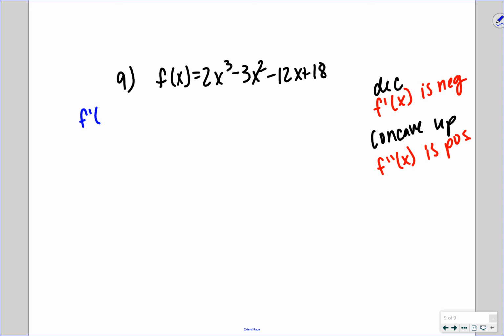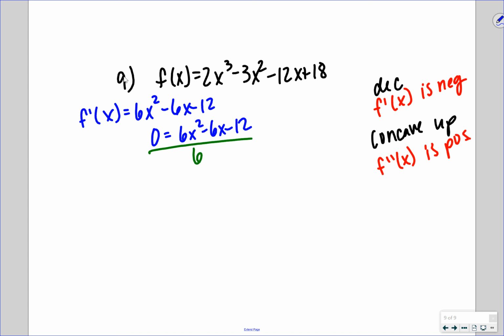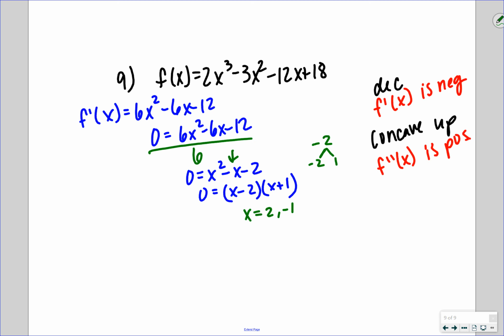So let's test them. We got to do a ton of work here. First derivative, 6x squared minus 6x minus 12. I'm going to just go straight and find my critical numbers right here. 0 equals 6x squared minus 6x minus 12. Divide everything by 6. 0 equals x squared minus x minus 2. And factor. Factors of -2 that add to -1. -2 and 1. X minus 2. X plus 1. My zeros are 2 and -1.